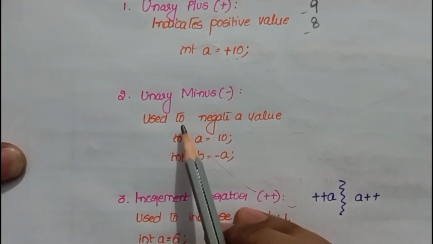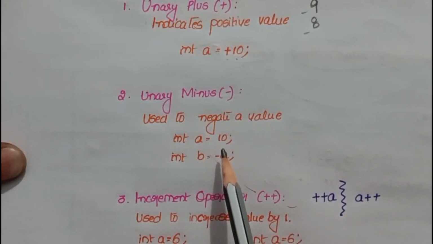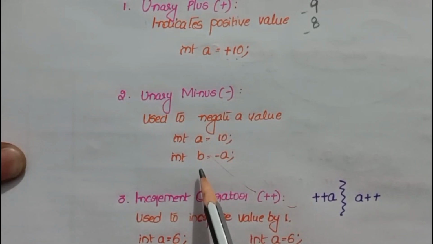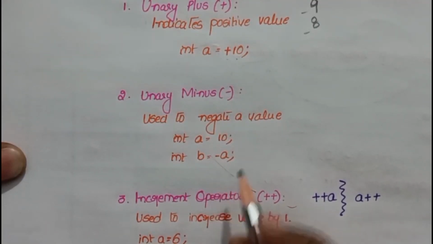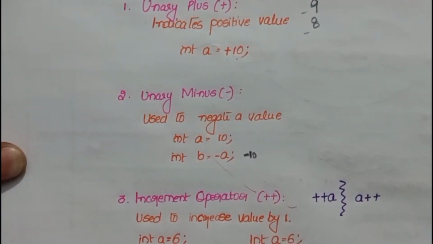Second operator is unary minus. It is used to negate a value. For example, we have 10 and we want to store negation of this 10 in variable b, so we place minus symbol in front of a. Now minus 10 will get stored in variable b.